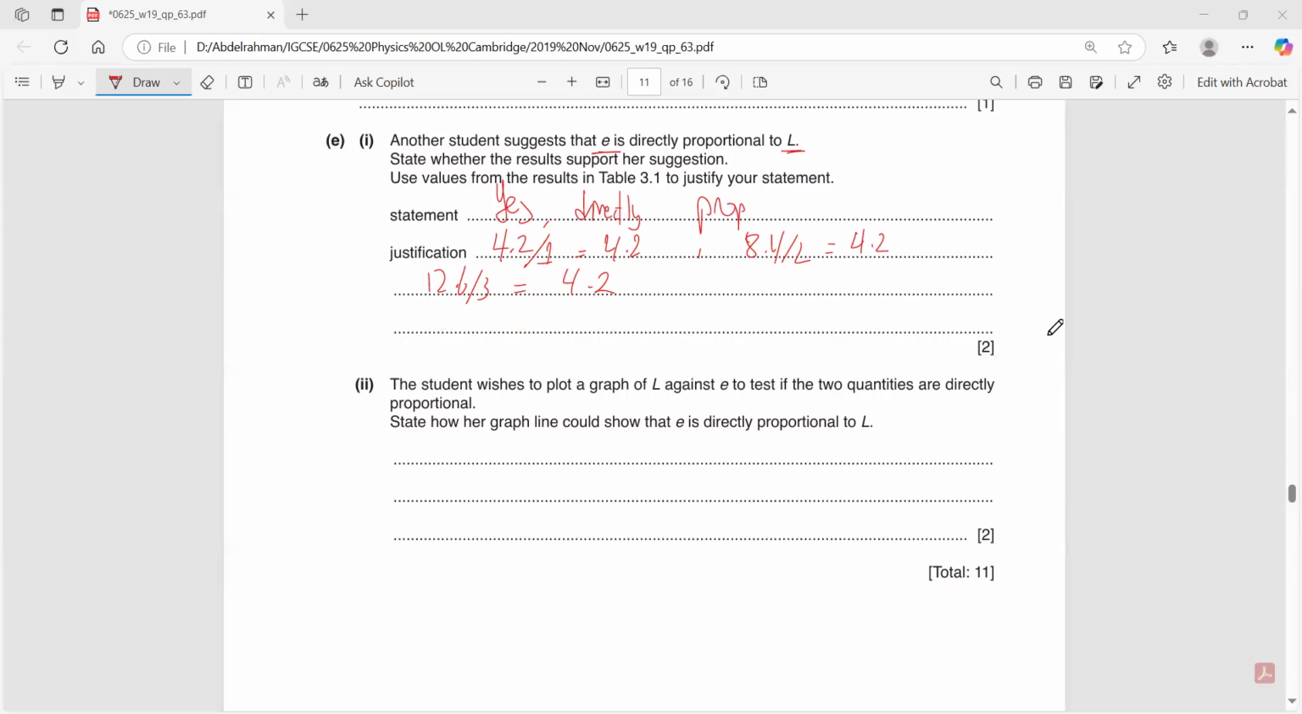The student wishes to plot a graph of L against E to test if the two quantities are directly proportional. Here is where we say, how can I determine whether this graph is directly proportional or not? By two things from the graph. First of all, you have to say that the graph starts from the origin, and that the graph is a straight line. Those are two things that determine whether this graph is a direct proportion graph or not.